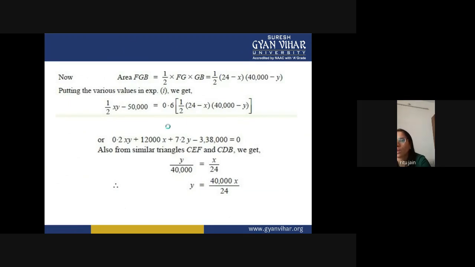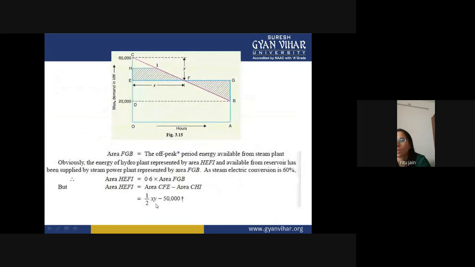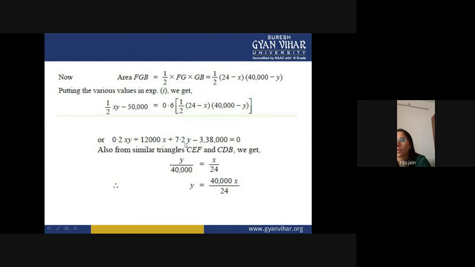So the area FGB is equal to the area HEFI. So 1 by 2 XY minus 50,000 is equal to 0.6 into 1 by 2 into 24 minus X into 40,000 minus Y. And by solving this equation, you will get the value of X and Y.